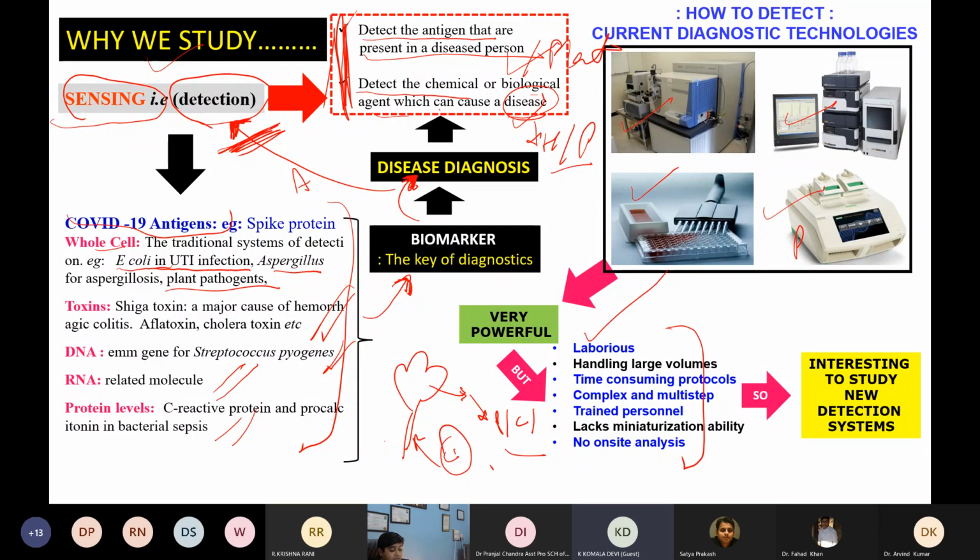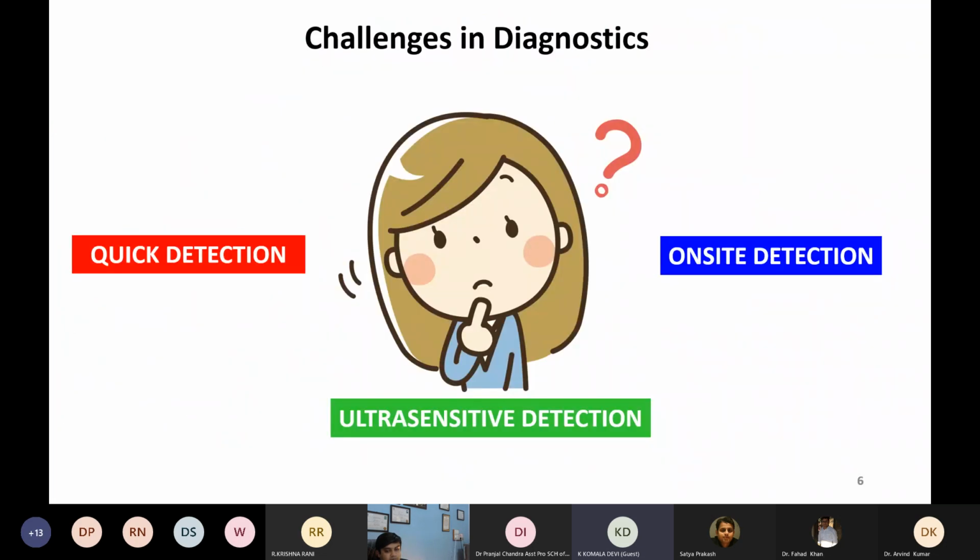Conventional ones are laborious. They require large handling volumes, are time consuming, complex, need trained personnel, lack miniaturization, and allow no on-site analysis. Now imagine you are going from Himachal to Kanyakumari to check soil health. You cannot take an HPLC, right? You need something very small, a tiny device that you keep in your pocket, and then you can give the on-site analysis in Kanyakumari or any other place. So that is the key point for sensor systems. The major challenges in diagnostics are quick detection, ultra-sensitive detection, and on-site detection, which is the major upper hand for sensor systems.